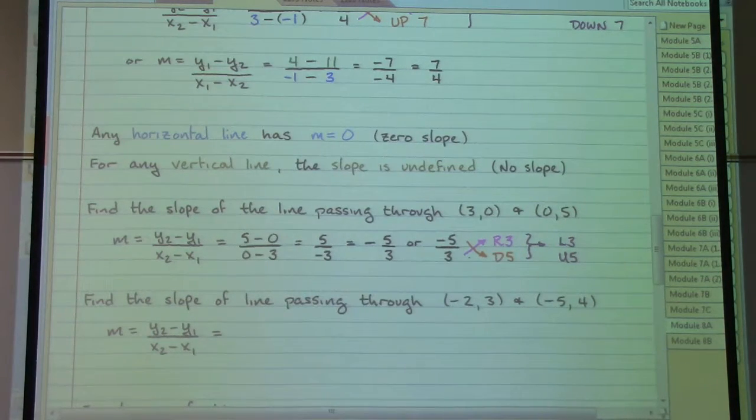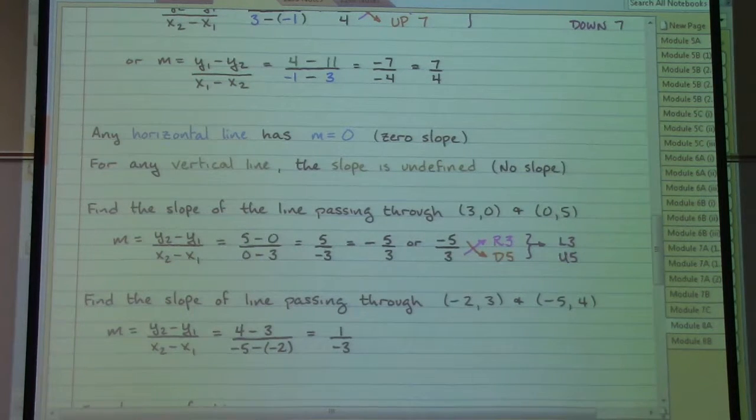Our formula is telling us again to start with the y from point number 2, which is a 4, minus the y from point number 1. And down on the bottom, the x from point number 2 minus the x from point number 1. This would end up giving us at first a 1 on the top and a negative 3 on the bottom, which, like we saw in the previous example, means that we would have our 2 choices of taking the negative and moving it in front of the fraction, or take the negative and move it into the numerator.